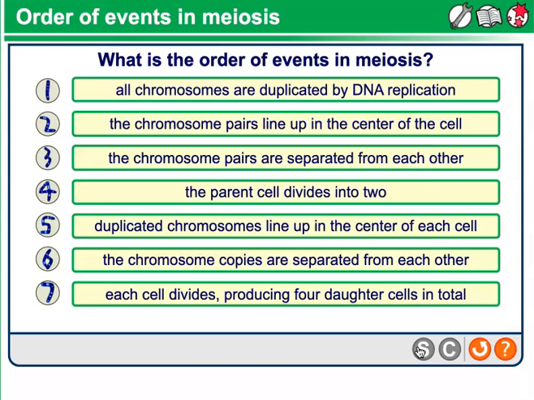Number 5, duplicated chromosomes line up in the center of each cell. Number 6, the chromosome copies are separated from each other. Number 7, each cell divides, producing 4 daughter cells in total.